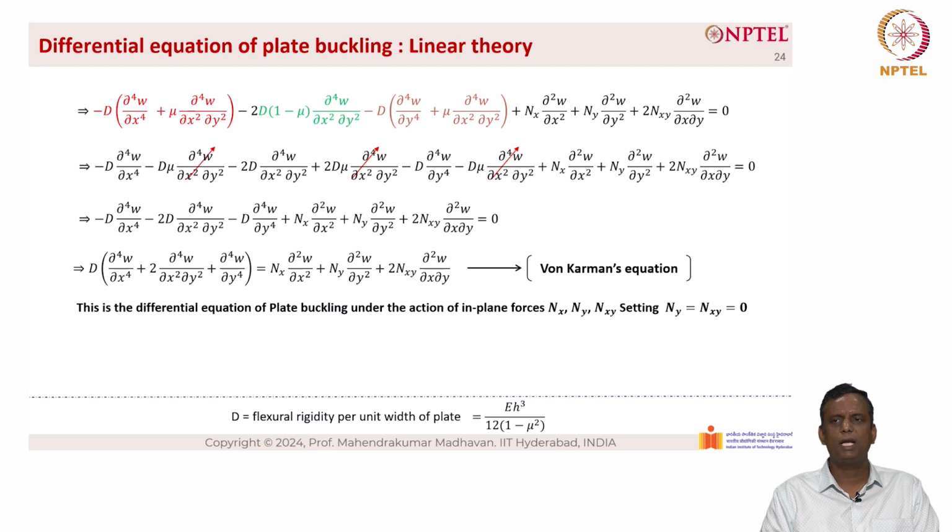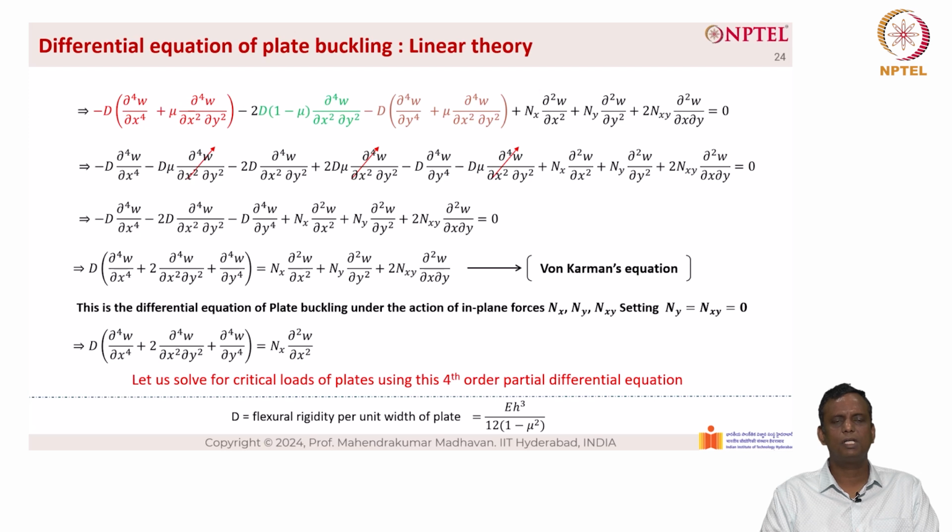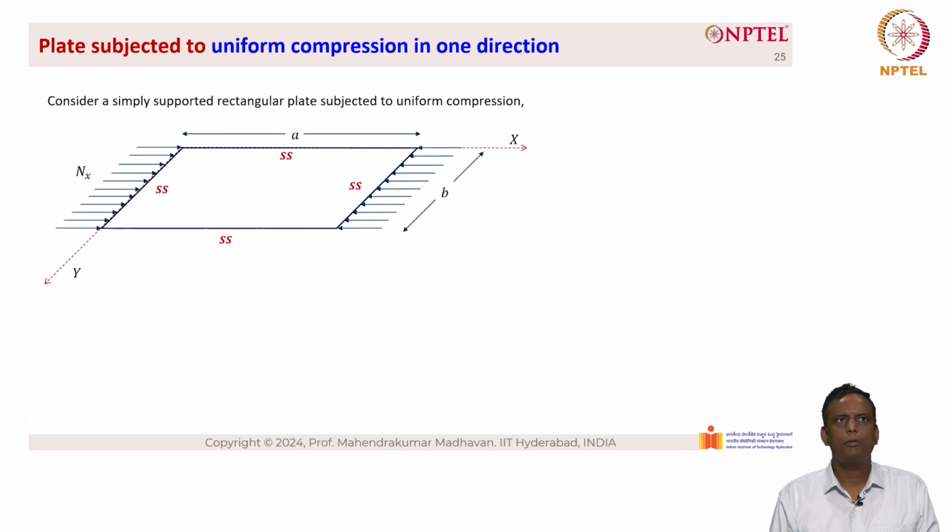But for uni-axial compression, we can set Ny and Nxy equal to 0. So we get a further simplified equation, which is D into dou power 4 w by dou x power 4 plus 2 into dou power 4 w by dou x square dou y square plus dou power 4 w by dou y power 4 is equal to Nx into dou square w by dou x square. This is the fourth order differential equation for a plate, using which we can obtain the critical buckling stress for a plate. Now let us solve a problem for a plate subjected to uni-axial compression. Consider a simply supported rectangular plate subjected to uni-axial compression here. Nx is the force that is applied in the x direction.